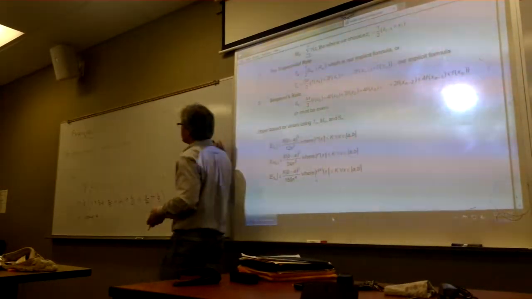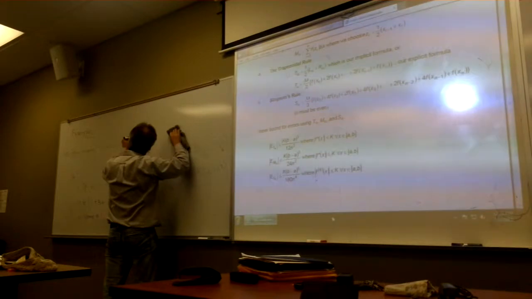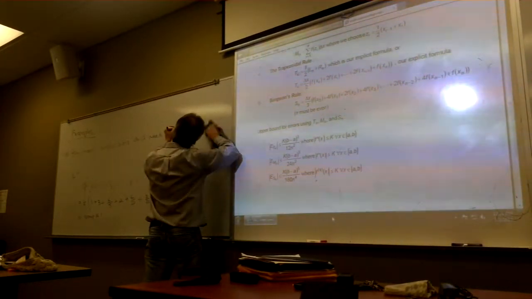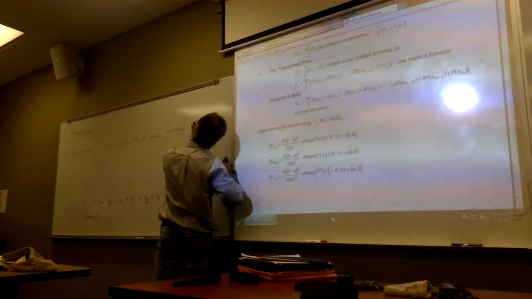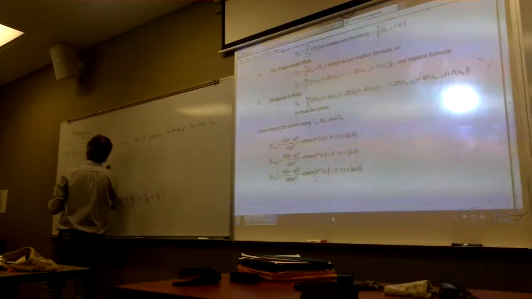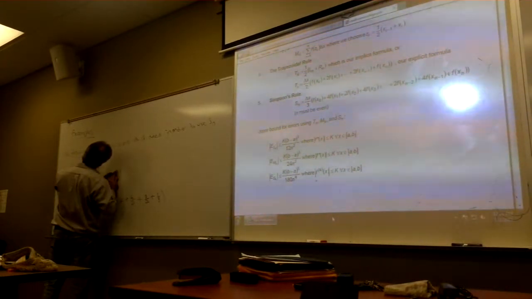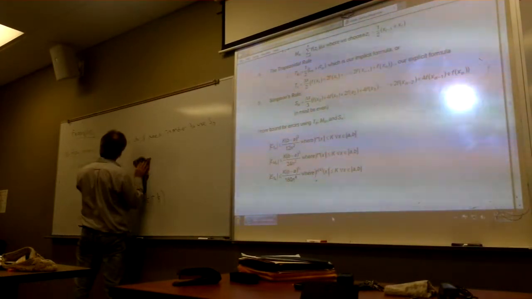You guys, what about this question? How many subdivisions do I need in order to use S sub n to approximate this integral right here?